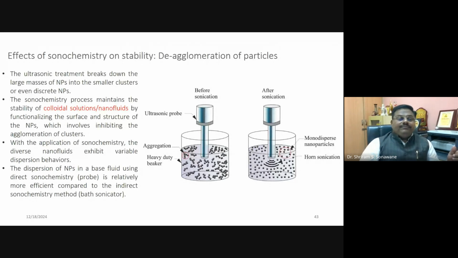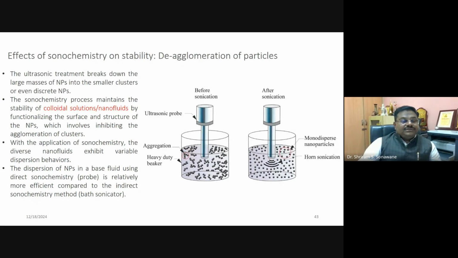Effect of sonochemistry. As far as it is concerned, the ultrasound treatment breaks down the large masses of nanoparticles into smaller clusters or even discrete nanoparticles, right? So sonochemistry treatment is very, very important. Probe type treatment I'm talking about. It can break down the large masses of nanoparticles to discrete nanoparticles. So the sonochemistry process maintains the stability of colloidal solutions or nanofluids by functionalizing the surface and structure of the nanoparticles, which involves inhibiting the agglomeration of the cluster.